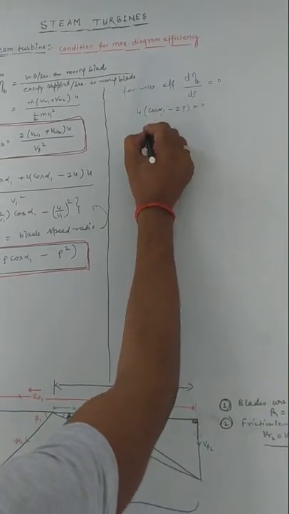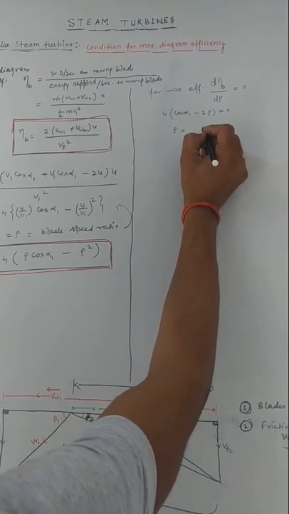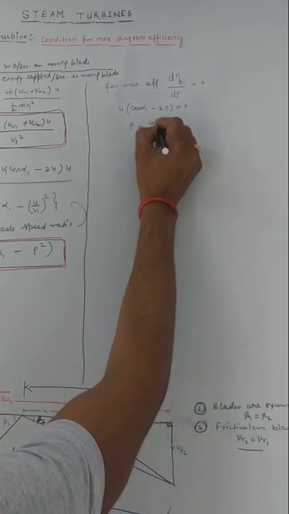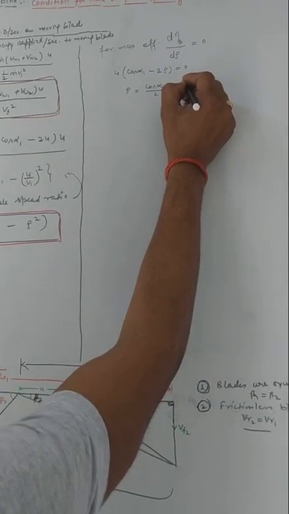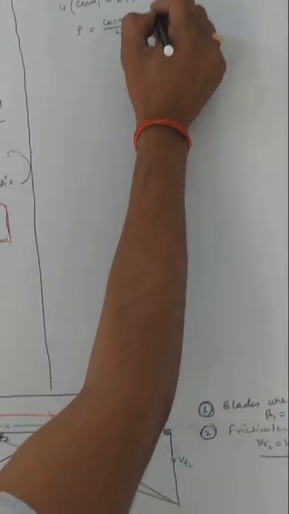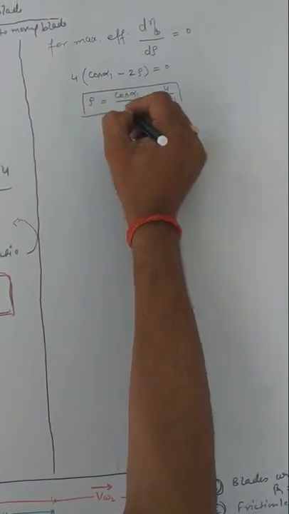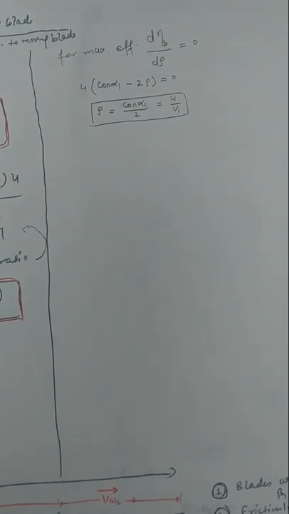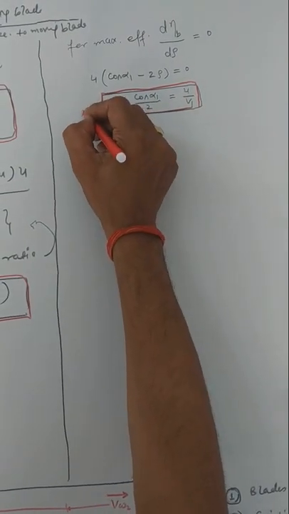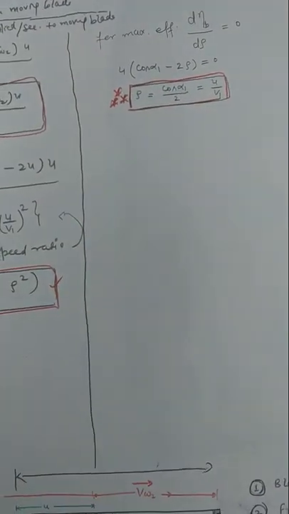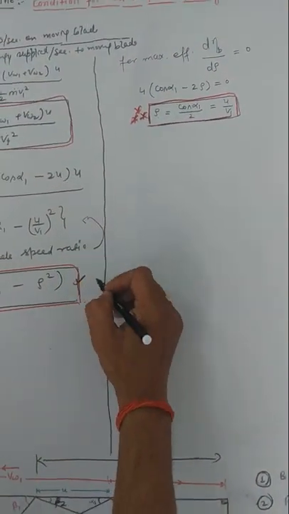From here we get rho is equal to cos alpha 1 by 2. Rho is also written as u by V1. Okay, this is the condition. This is the condition at which the blade efficiency will be maximum.